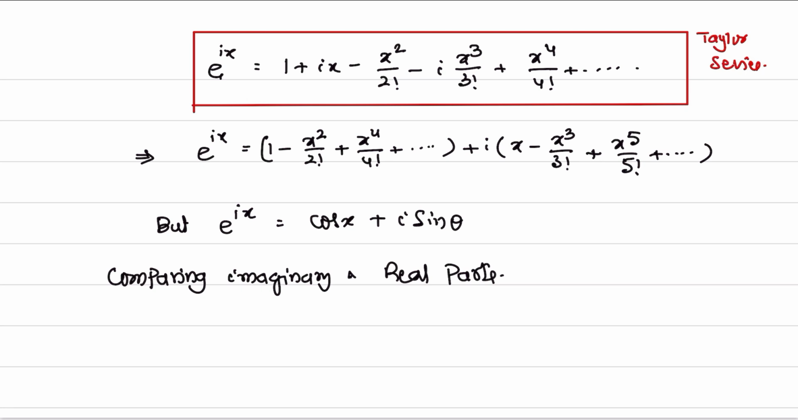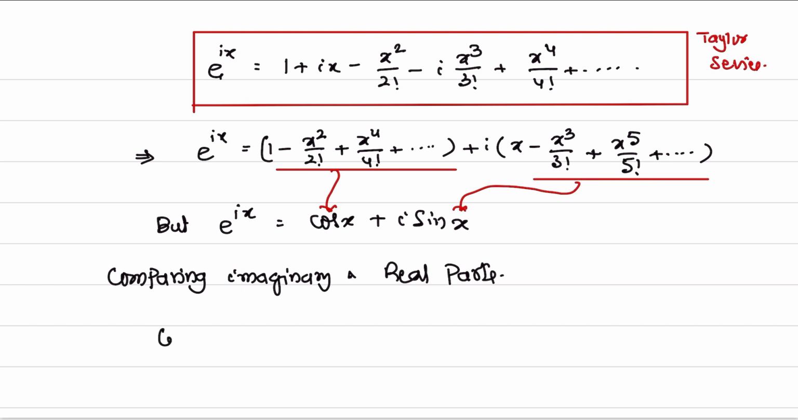You see, this is the real number, compared with cos x. And this is the imaginary number, i into something is the imaginary number. This will be compared with sin x. It is not sin theta, rather sin x.